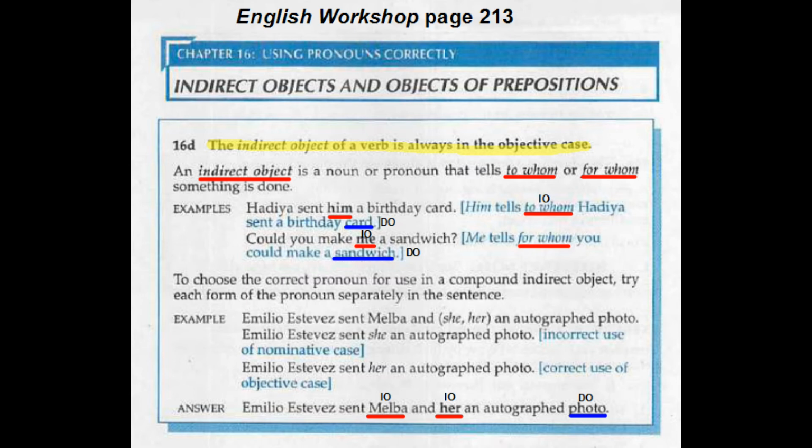It needs to come from that object pronoun list. So the right answer is Emilio Estevez sent Melba and her. That's the compound indirect object. An autograph photo, and photo is answering direct object. Just a little reminder, you have to have a direct object if you have an indirect object, okay? So you can see that all of these sentences do have indirect objects and direct objects.